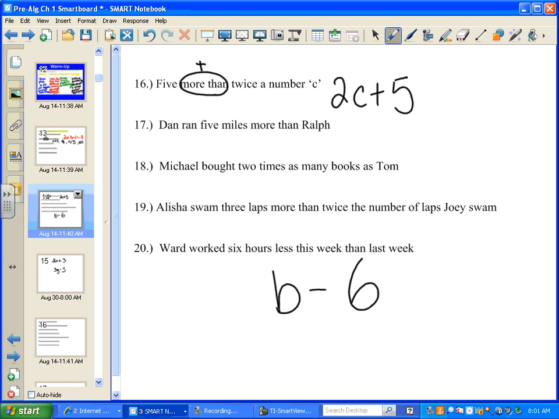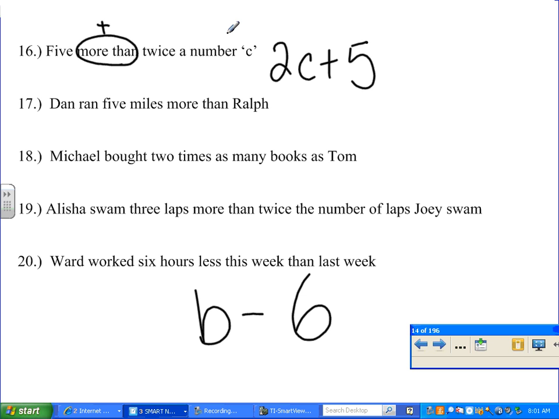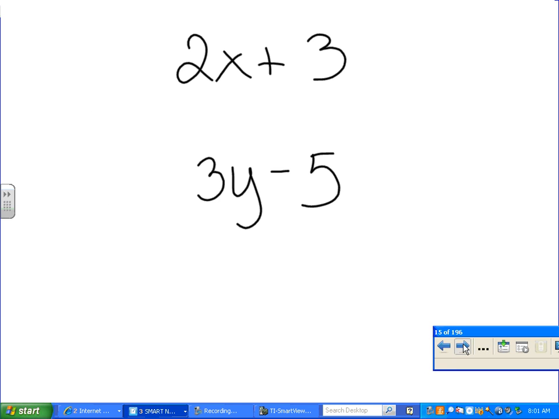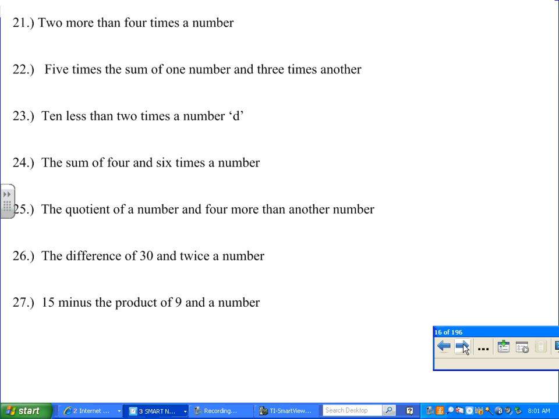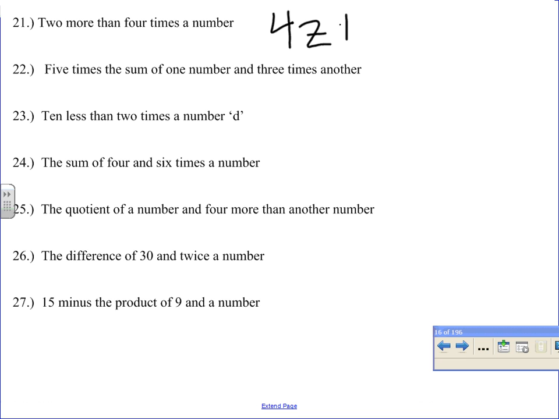Okay, we're going to go to the one that says 2 more than 4 times a number. 2 more, so it's number 21. 2 more than 4 times a number. Emma H. Good job. 4z plus 2.